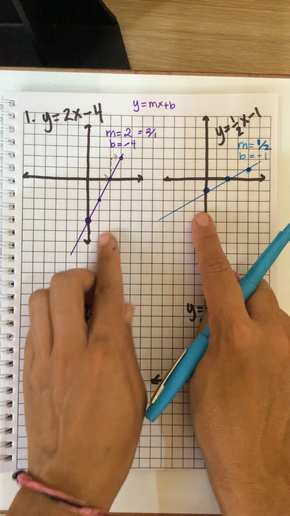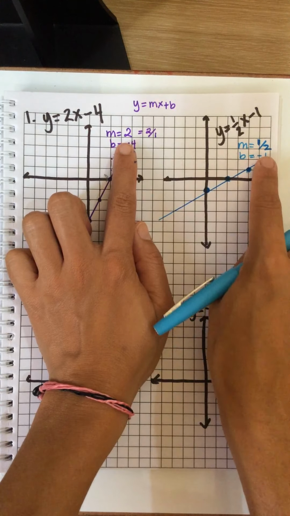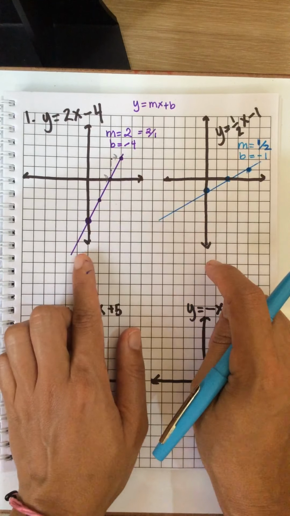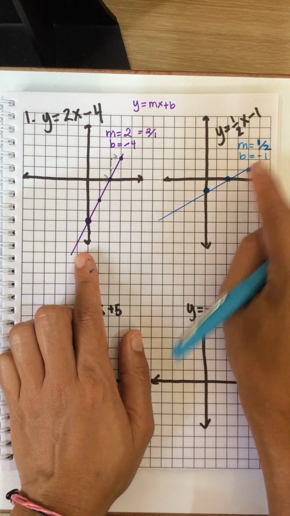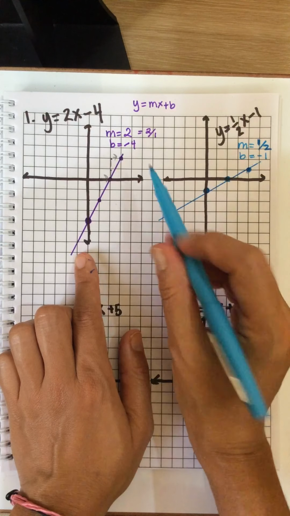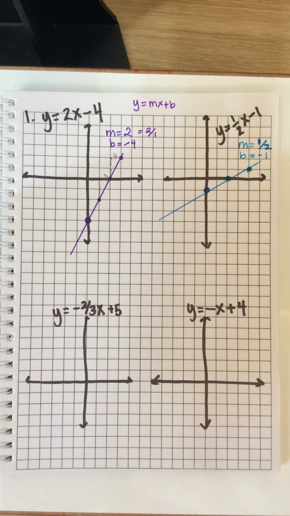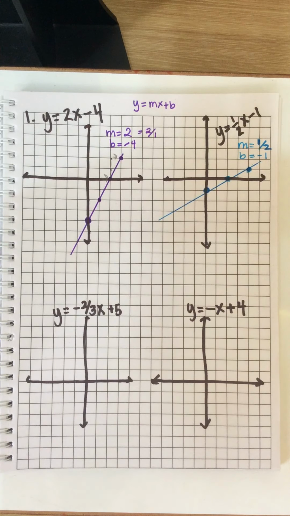And hopefully you're starting to see how the slope tells you the steepness. Here the slope was positive 2, and look how steep that is. Here the slope was only positive 1/2, so it's a lot flatter. The slope of 2 is much steeper than a slope of 1/2. Why? Because 2 is a larger number than 1/2.